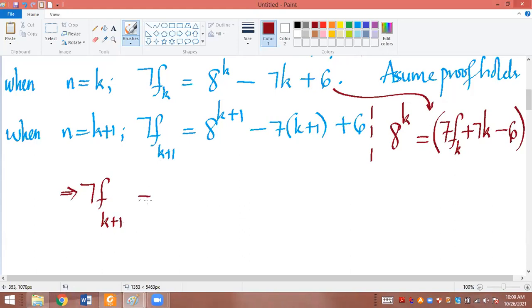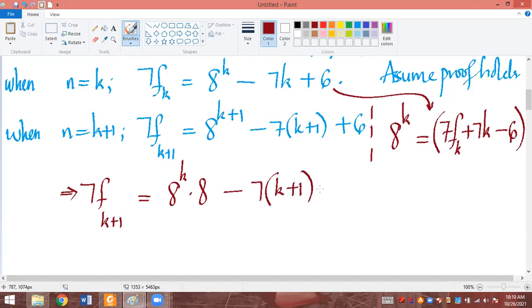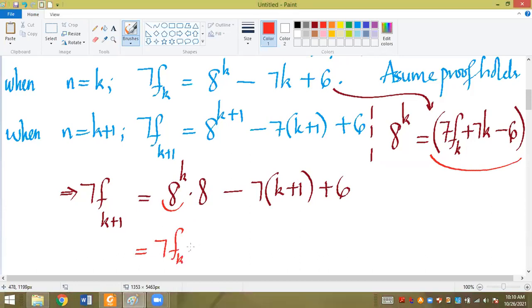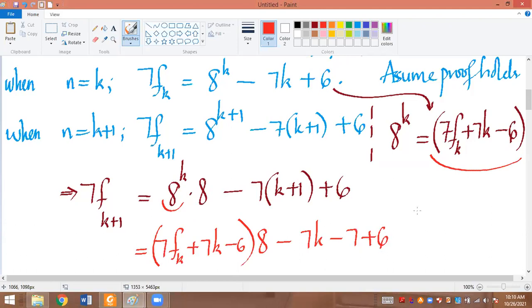7f at k plus 1 is equal to 8 power k times 8 minus 7. We can keep this one, k plus 1 plus 6. Now let's substitute in here. Let's substitute for this quantity. It will be 7f at k plus 7k minus 6, but there is some 8 waiting out here, minus 7k minus 7 plus 6.